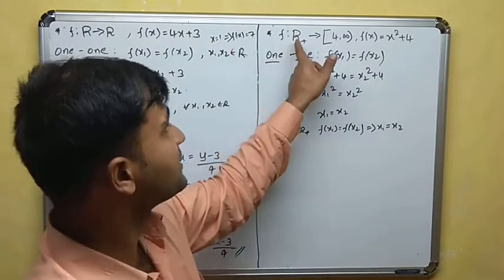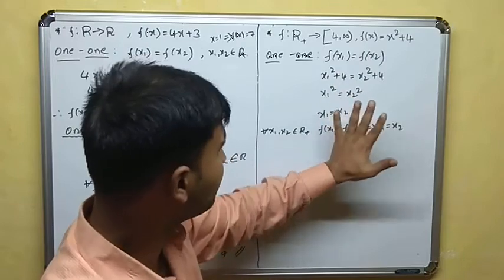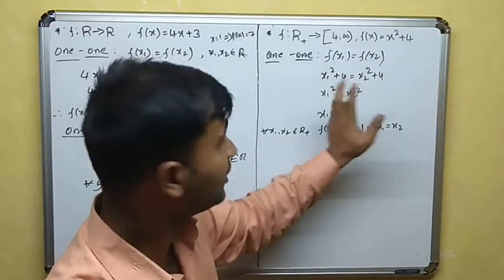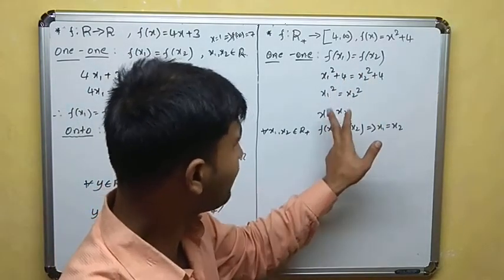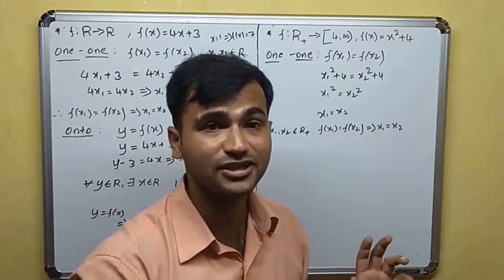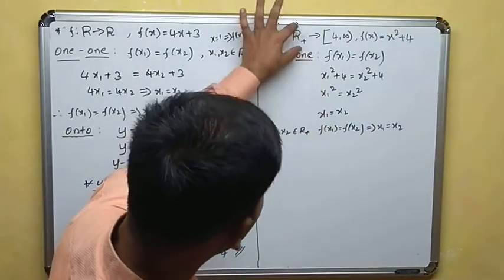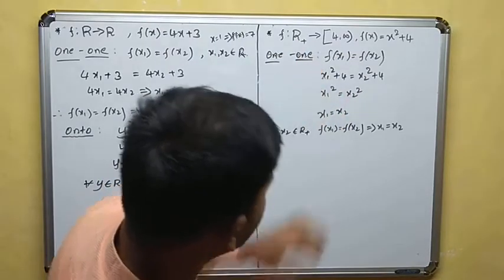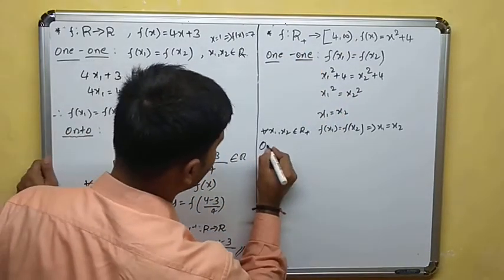Even if this function is from R to this, then this function would not be one-one, because x1 square is equal to x2 square implies x1 is equal to plus or minus x2. Therefore here, on R plus, x1 square is equal to x2 square gives x1 is equal to x2.